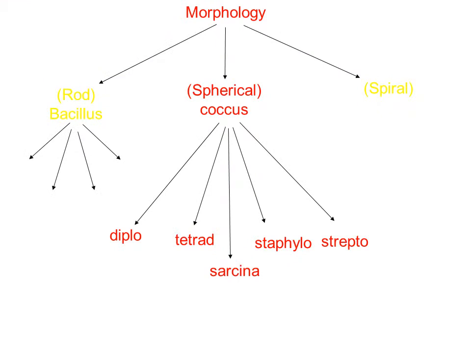Coccus can also be differentiated into many different arrangements also. Diplococcus, tetrad, sarcina, staphylo, and strepto.